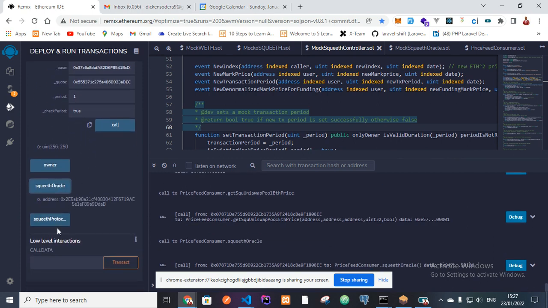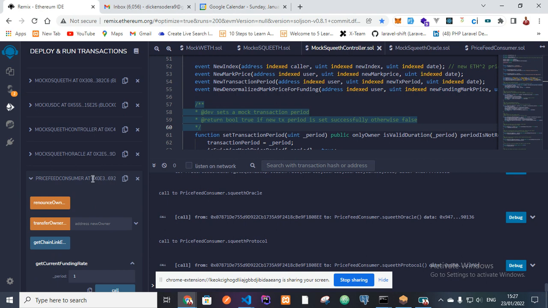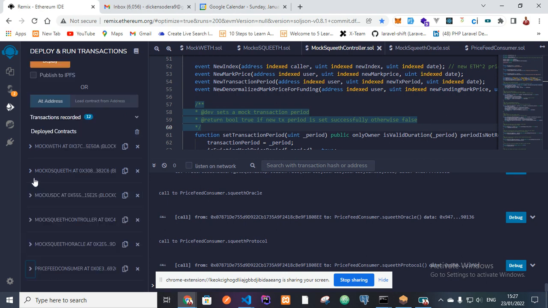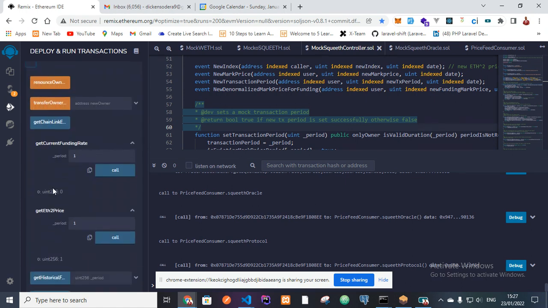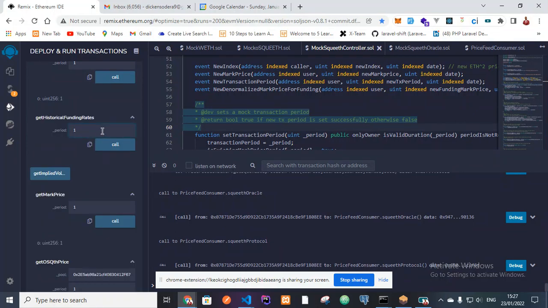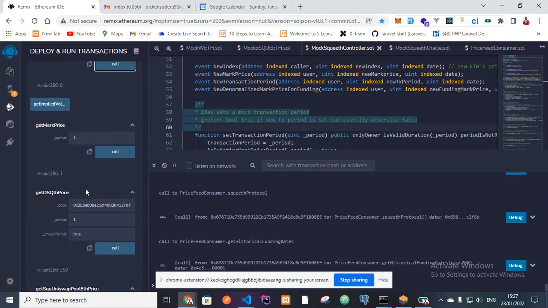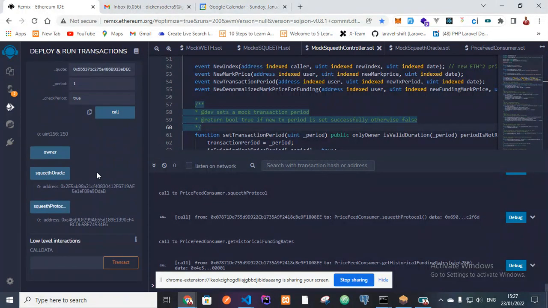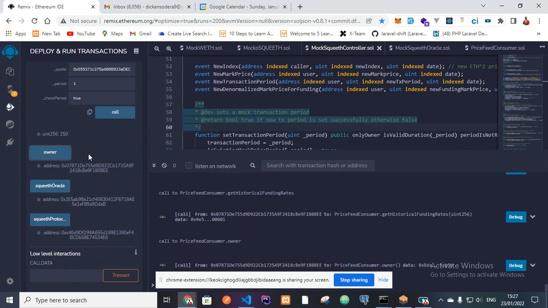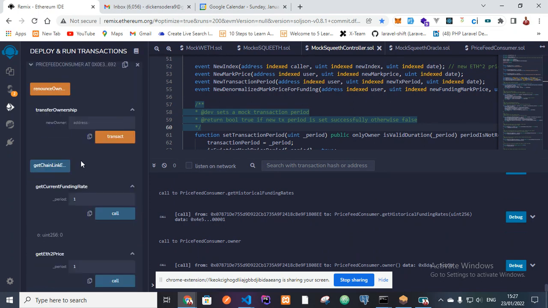You can get the address of the oracle and also the address of our protocol, which we need to interact with from the consumer. So the major functions here are getting the index price, the funding rate, and also historical funding rates. At this moment, we've not set that from the controller. The contract I used was OpenZeppelin's Ownable contract, so you can transfer the ownership to a different address.